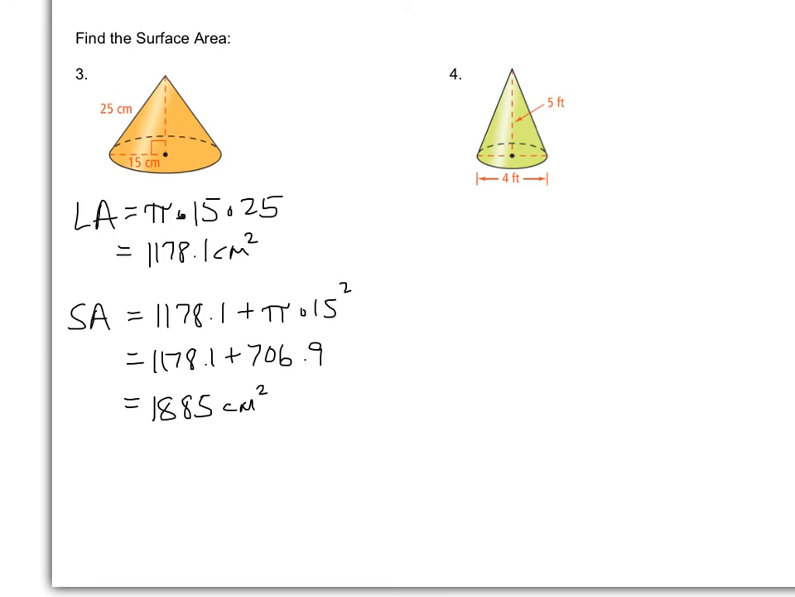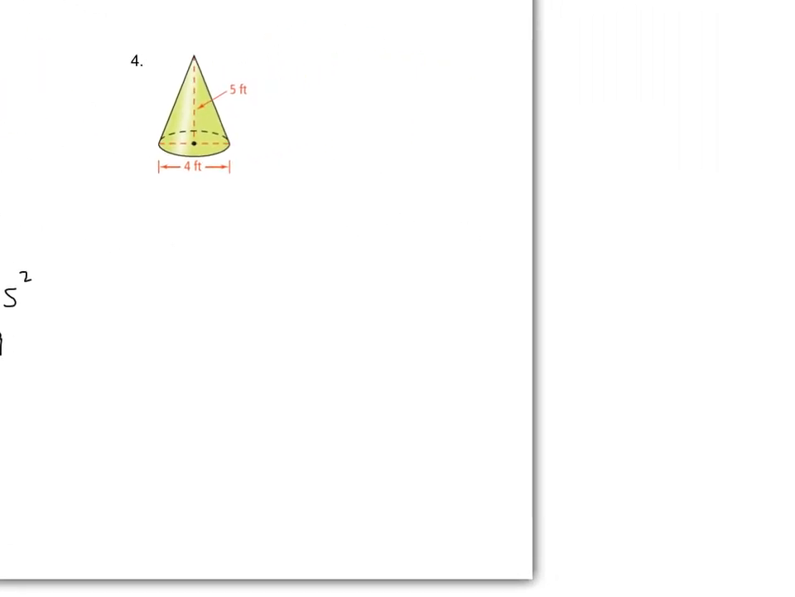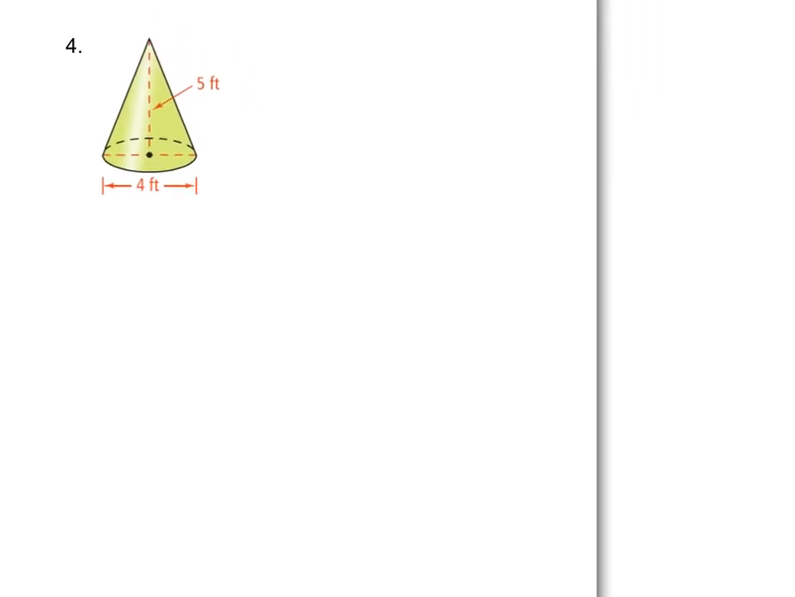Now, you'll notice on number four that we don't have a slant height. Well, we're going to have to figure that out. So again, you've got a right triangle there. I know that the height is 5. I know that this distance is half of 4, which is 2. Again, I can use the Pythagorean theorem. When I use it, I get 29. And when I take the square root of that, I get 5.4. So the slant height is 5.4.